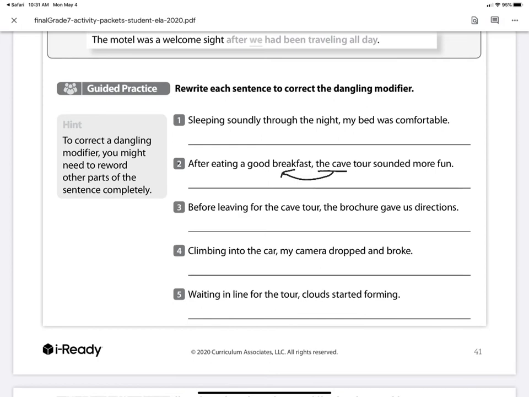Okay, so after eating a good breakfast, we thought that the cave tour sounded more fun. So you can just put here, we thought that the cave tour sounded more fun. But when you answer this, you have to put the whole sentence all together, okay? So good luck to the rest of the questions.